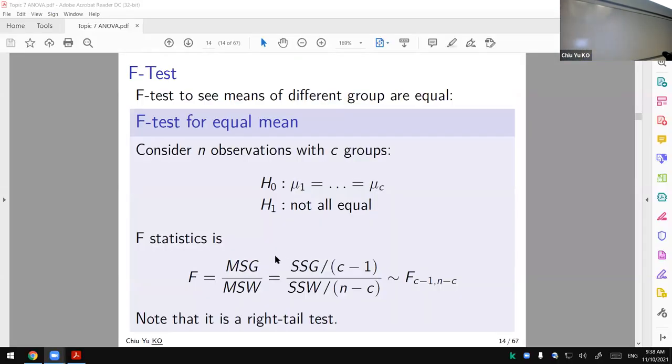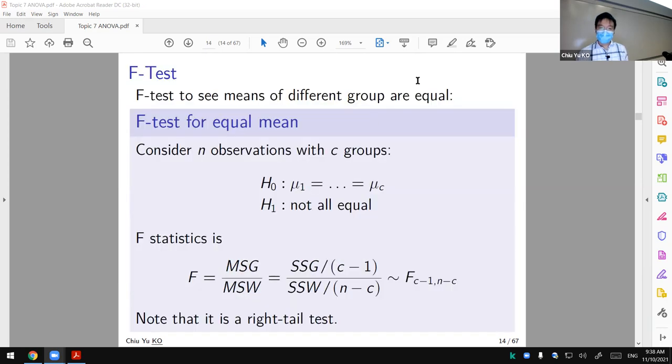You can see the MSG over MSW should follow an F distribution like this. Of course, as I said, you can reverse MSW and MSG, it doesn't really matter, but then you will change the degrees of freedom you use for the F. But the main idea is comparing MSW and MSG, so basically within group and across group. MSG is across group, and MSW is within group.